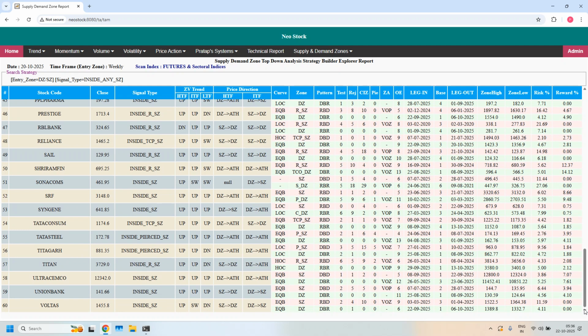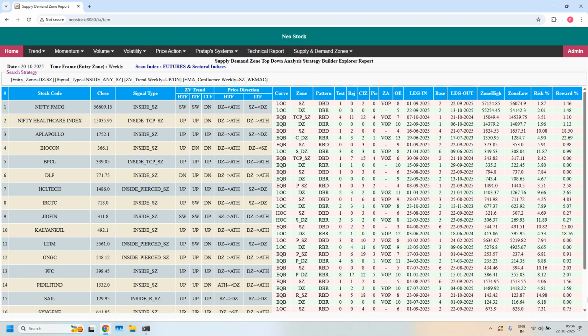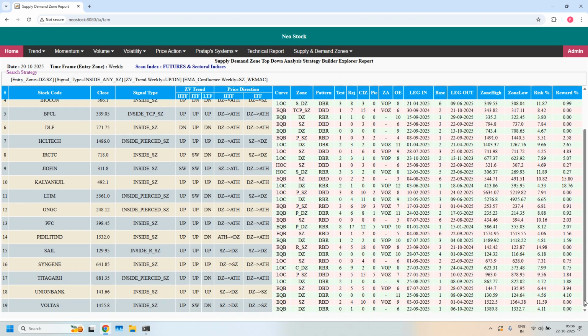We can further filter this list based on weekly supply zone having weekly EMA confluence. And also trend on the weekly should not be sideways. It can be up or down trend. Let's filter. Now filtered list, first 15 stocks in the list. Scrolling the list down. So 19 stocks are filtered. So this is the weekly time frame.